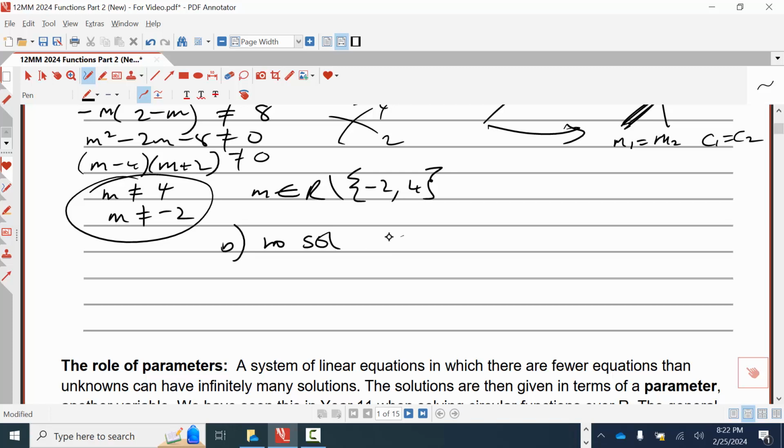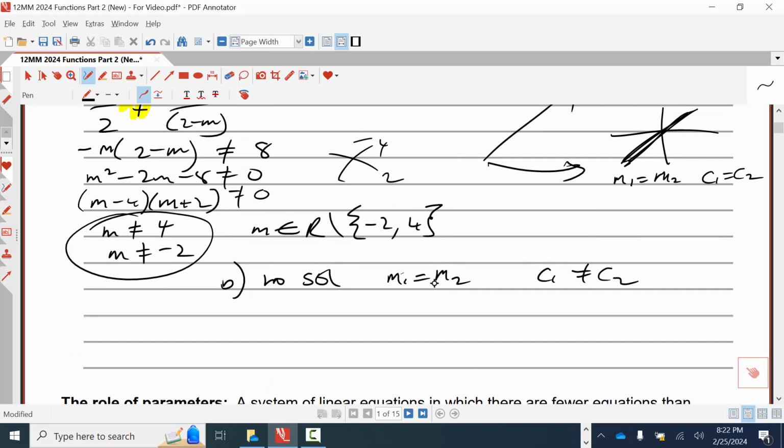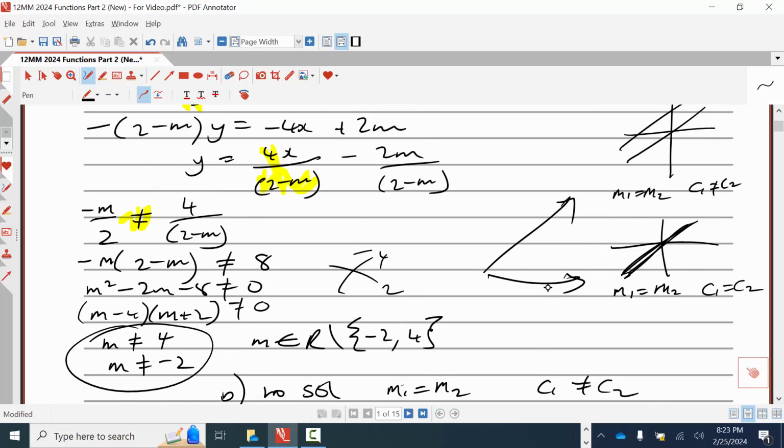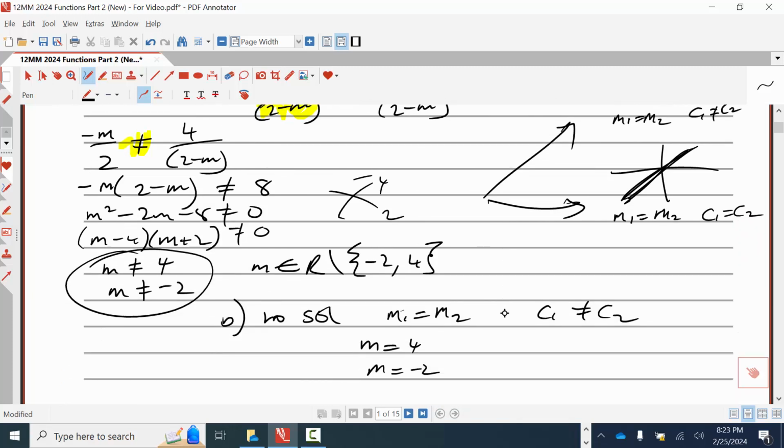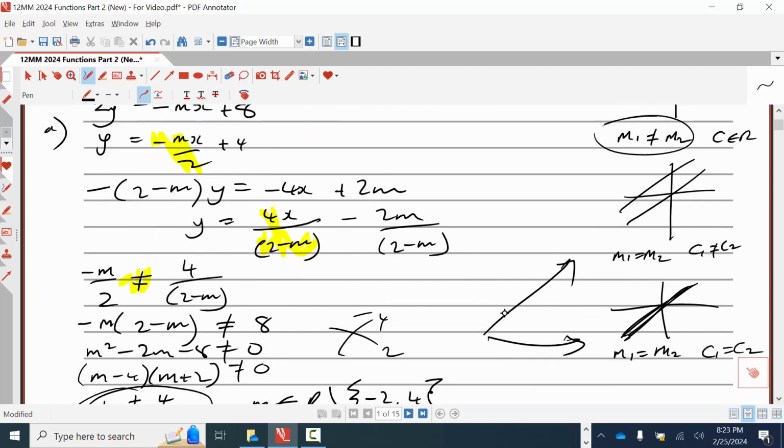So no solution occurs when m1 is the same as m2 and c1 is different to c2. Now we already know m1 equals m2 for m equals 4 and m equals negative 2. So we've worked that out. So to work out when c1 is not the same as c2, we just equate the constant values from each of the equations.